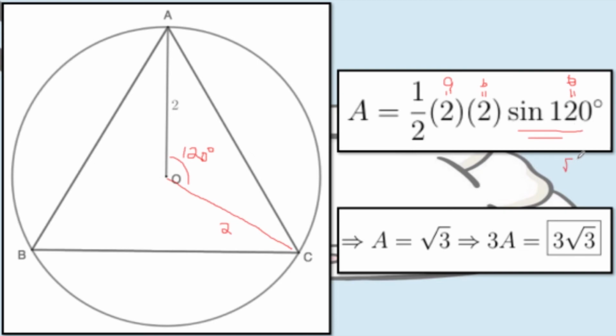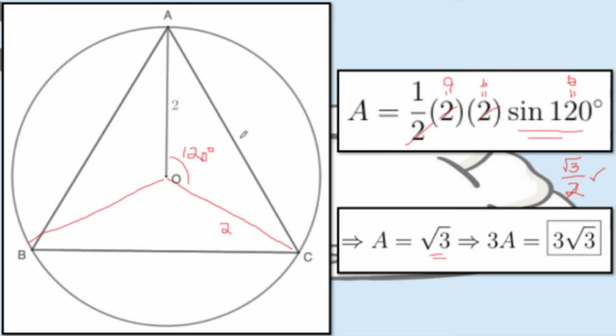Now note that we have the value of sine 120 to be square root of 3 over 2, since 120 is a special angle, so do remember this. So the 1/2 and 2 will cancel, and the 2 and the 2 from sine 120 will also cancel, giving us the area of one triangle, particularly AOC, to be square root 3.